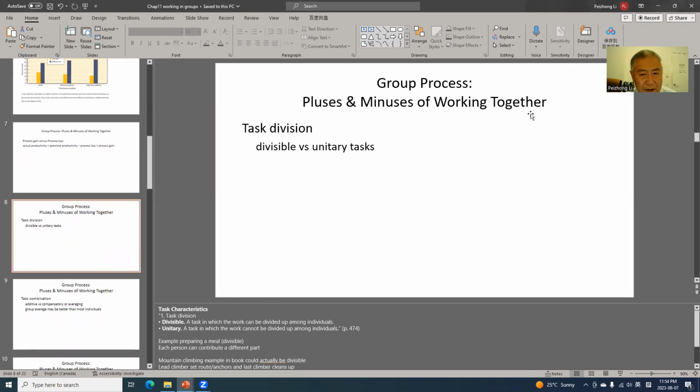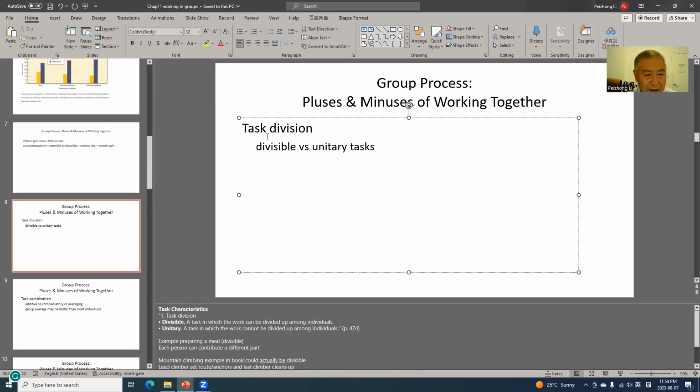The textbook talks about the different types of tasks and how you measure a group's performance. One distinction is divisible versus unitary tasks. A unitary task is indivisible. For example, if you are trying to move a piano, one piece of furniture, from your old apartment to your new apartment, that task is not divisible, it's unitary.